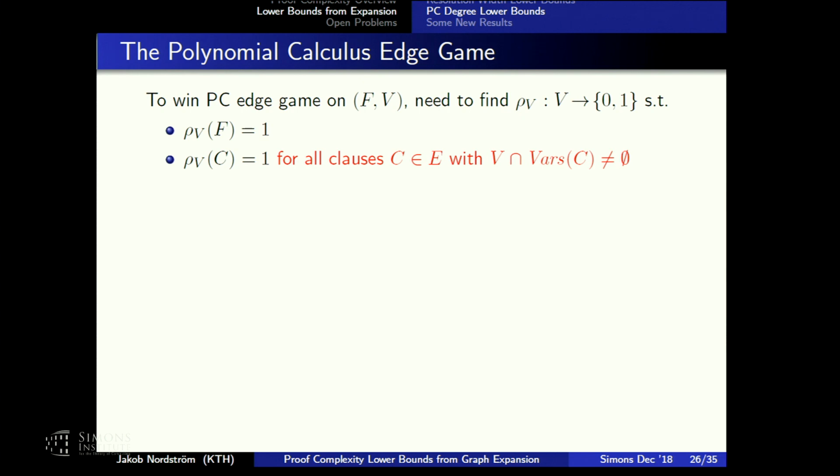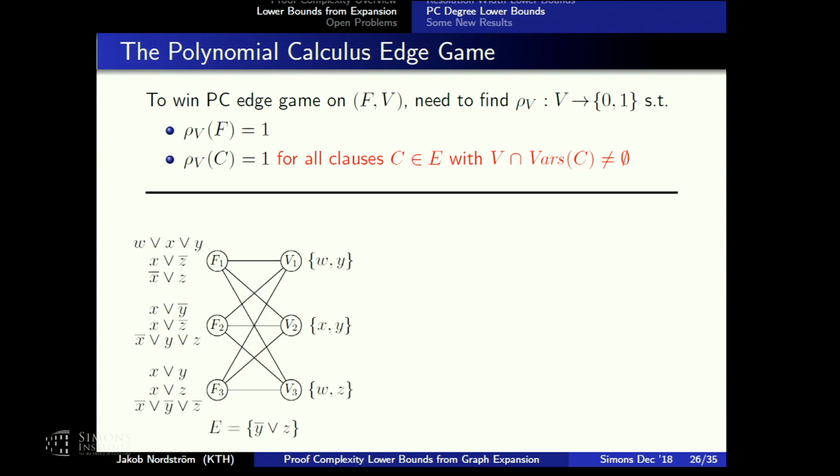What we need to do is when we're playing on a variable bag, we somehow need to make sure that we set all clauses in F to true, and also, if we're touching a clause in the filter set, then we have to satisfy it. It's okay to just miss clauses in the filtering set, but if we're touching it, we have to satisfy it.